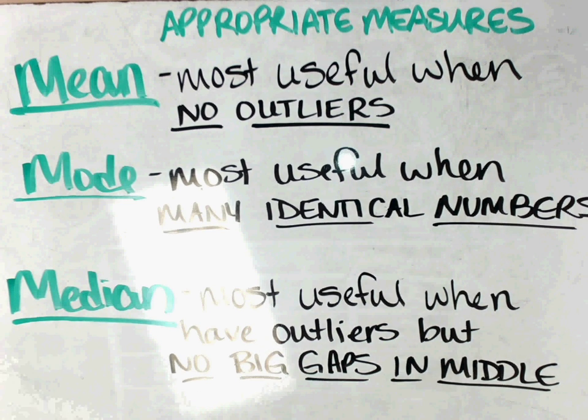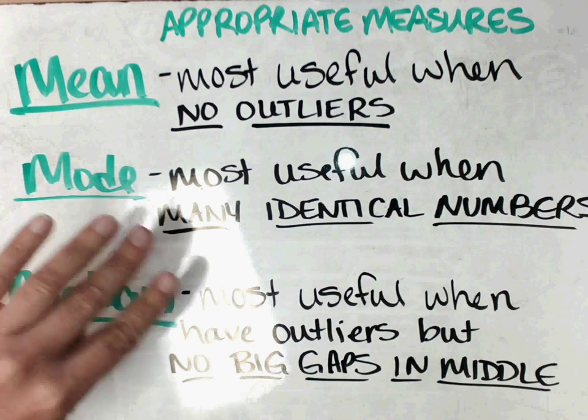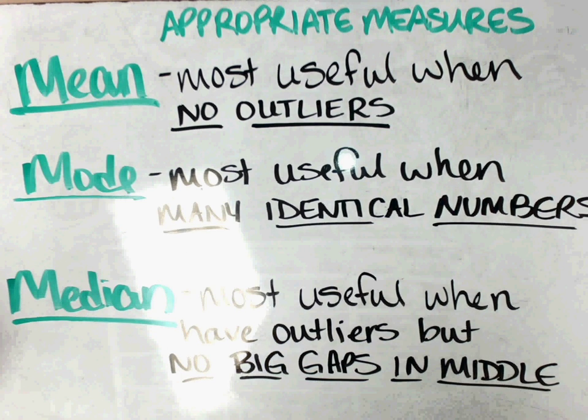Okay, the best time to use your mean is whenever there are no outliers in your set of data. Remember, an outlier is a number that's way bigger or way smaller than all the rest of the numbers. It's not anywhere close to any of the other numbers. Okay, the best time to use your mode is when you have many identical numbers in your set of data. All right, so if most of your set of data is one number, well, then that one number would be the best representation of that set of data.